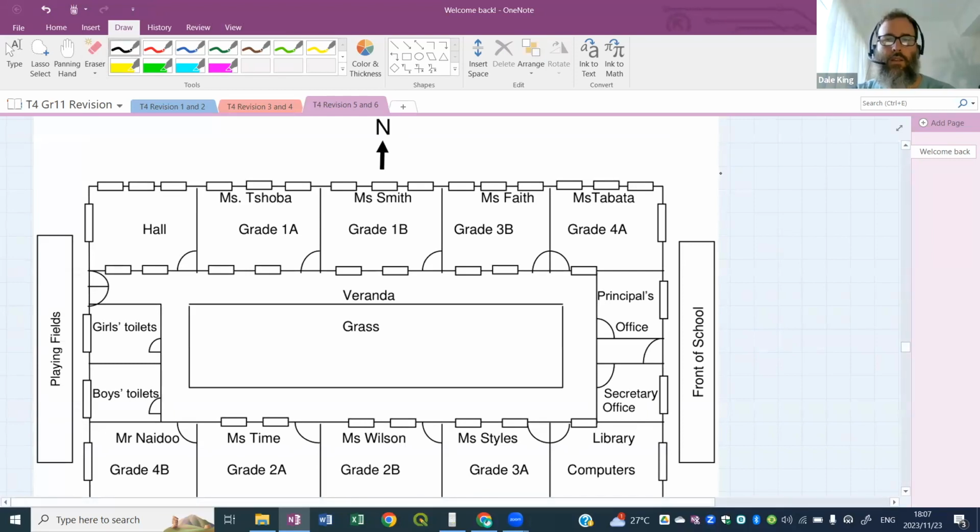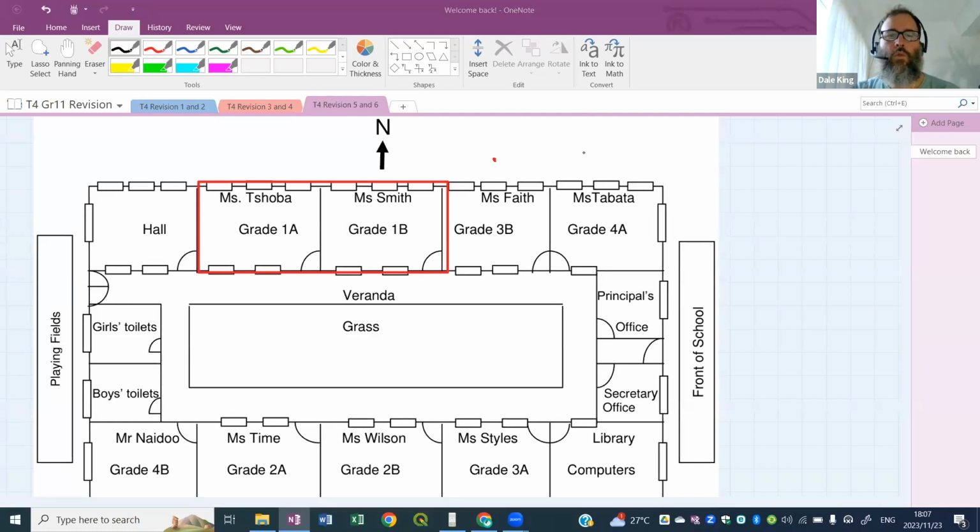Everyone should be able to get this. Where is Lisa's grade 1 class going to be situated? Which side of the school? Southeast is down here. But Lisa is in grade 1, so it must be one of these two classrooms here. We've got grade 1A and 1B there. So which side of the school are her classrooms?